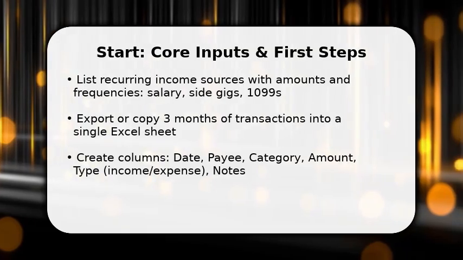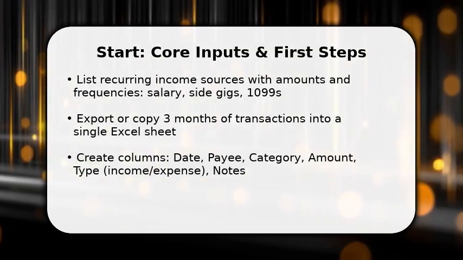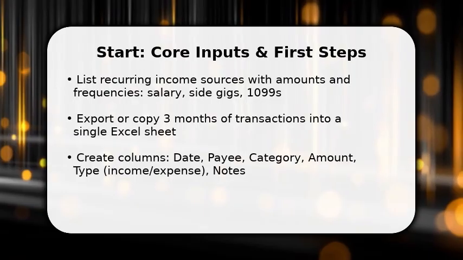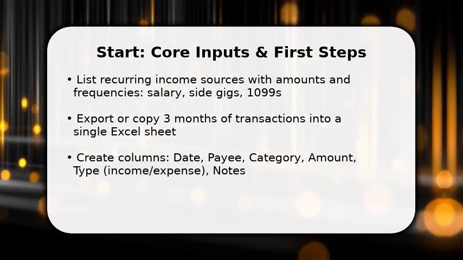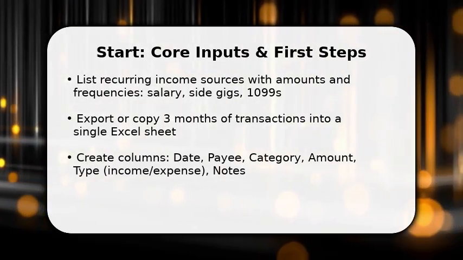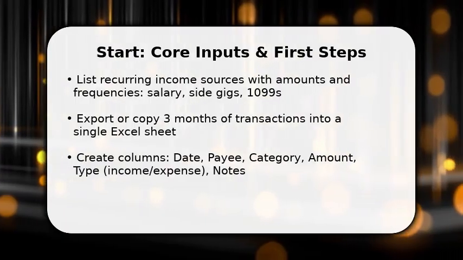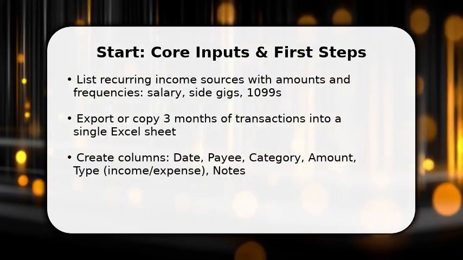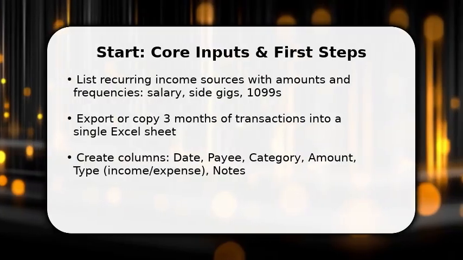Enjoy the video. You begin by collecting real inputs so the budget reflects your life. Enter recurring income and export 3 months of transactions into one sheet. This gives trend data. Next, set columns for date, payee, category, amount, type, and notes so every row is actionable.